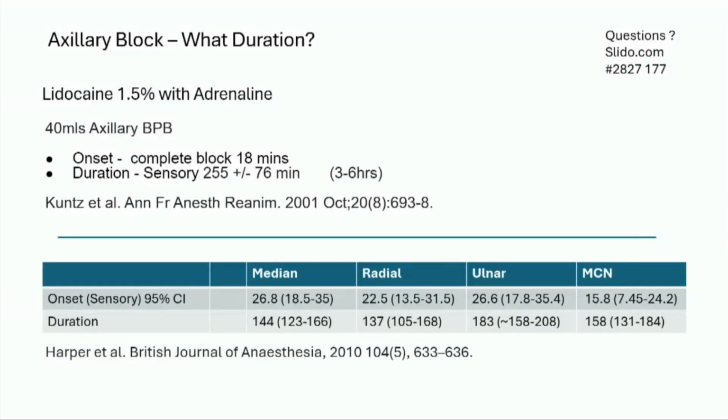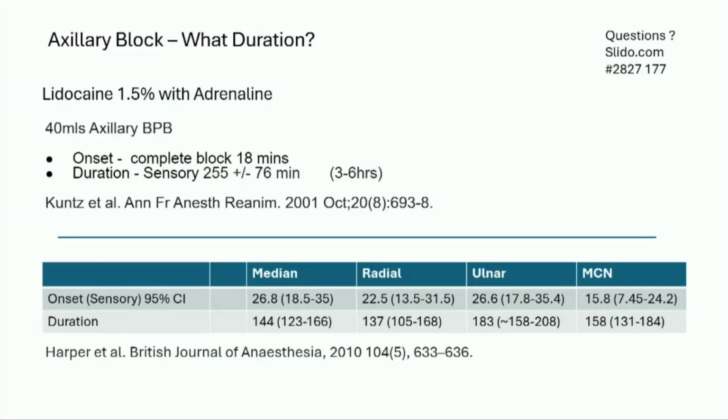And we use adrenaline for two reasons: one, to slightly prolong the duration, and two, obviously to give us the safe working volume. So we're working on 7 milligrams per kilogram with adrenaline. And so for most people, 70 kilos or so, that's going to give us a decent working volume.